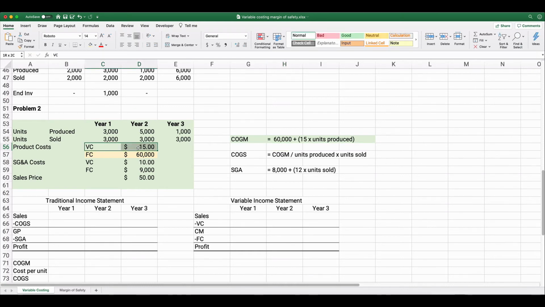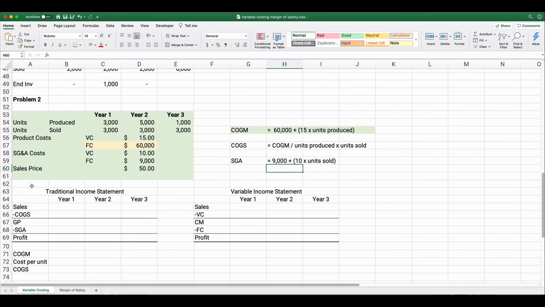So these two give us the product cost. The cost to make any products would be $15 times the units produced plus the 60,000. Cost of goods sold is going to be cost of goods manufactured divided by the units to get cost per unit, times the units sold. What's the cost formula for SG&A? The cost formula for SG&A would be, instead of 8,000, it's going to be 9,000. And instead of being $12 per unit, it's going to be $10 per unit sold. So there's our two cost formulas.